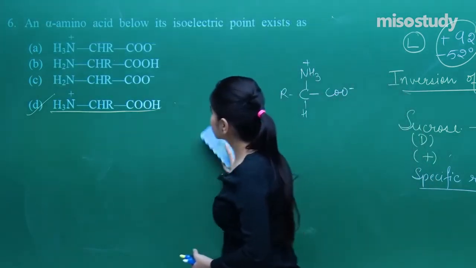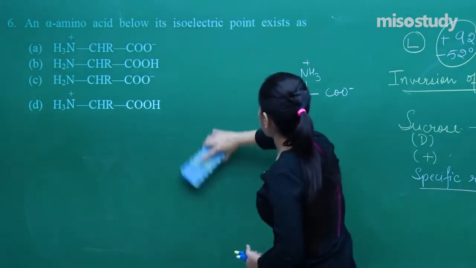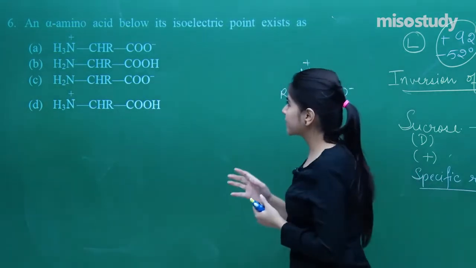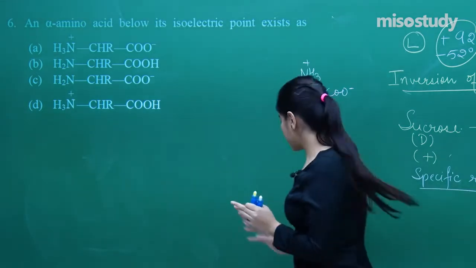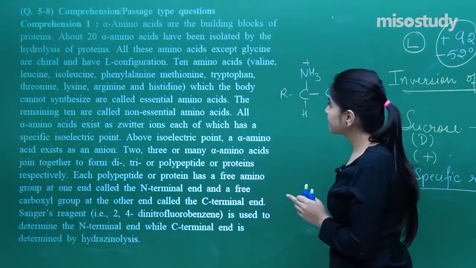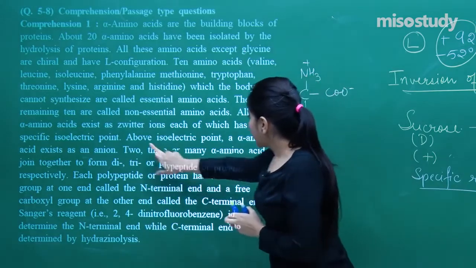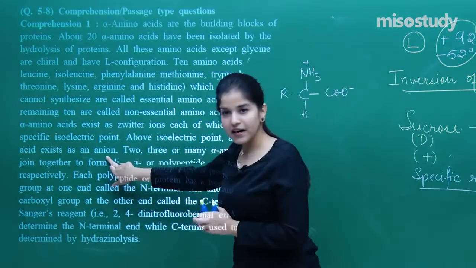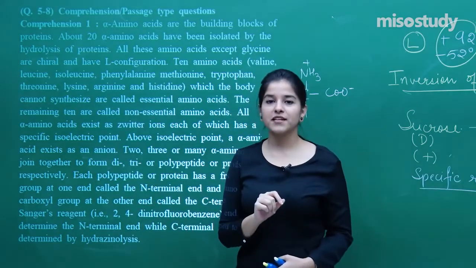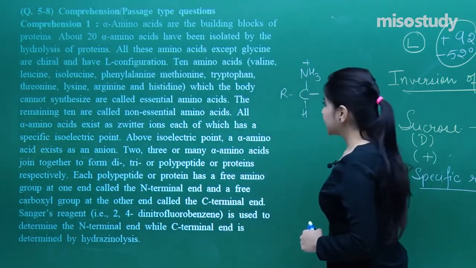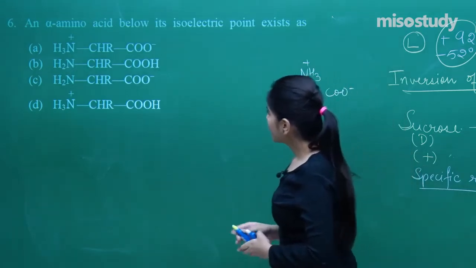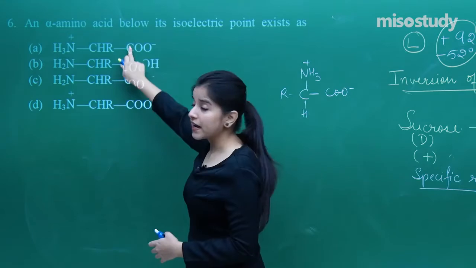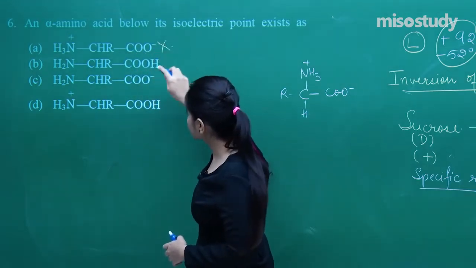Now the next question says an alpha amino acid below its isoelectric point exists as, so we have discussed this already. In the passage it has been mentioned that the alpha amino acids above the isoelectric point exist as anions. So below it will be existing as what? A cation. That means where is the cation? Here is the cation, but if you see there is an anion as well. So I need not go for this option.